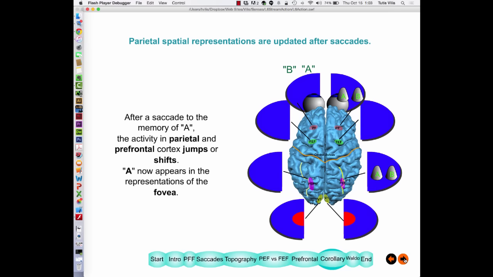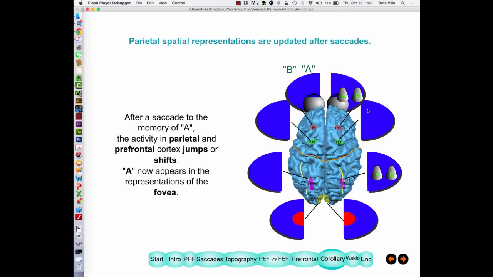Now, let's see what happens after you make a saccade to the first object, the letter A. When you make a saccade to the first object, it isn't there. You're just moving to its memory. So you have this location stored in your prefrontal cortex as to where A was. You make a saccade to it, and activity shifts in your prefrontal cortex after the saccade, and over here in the parietal eye field.